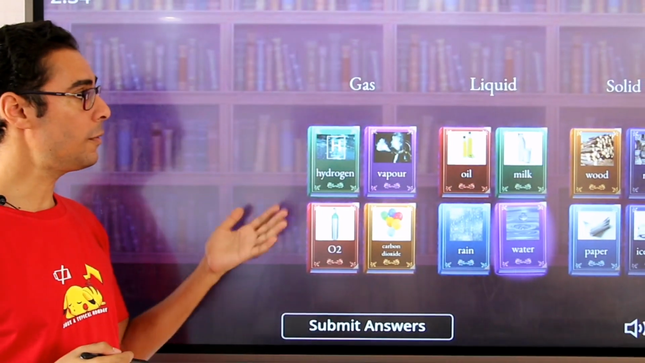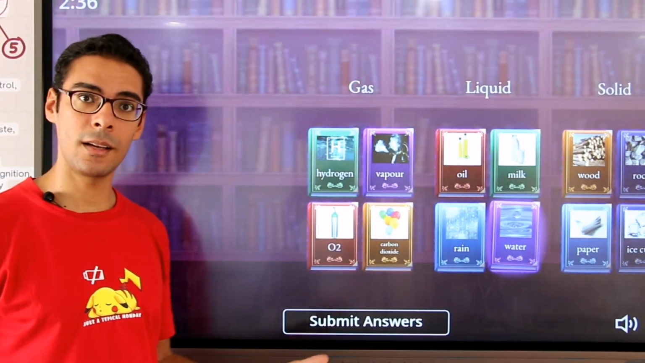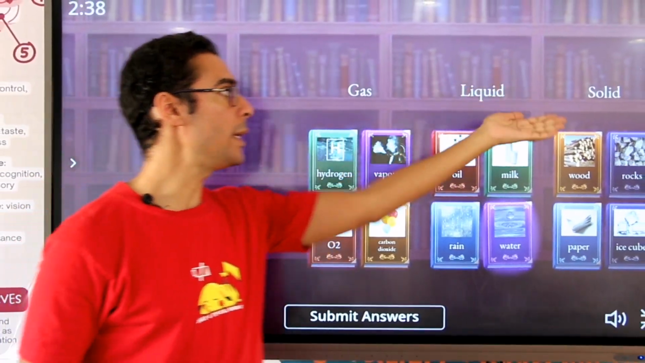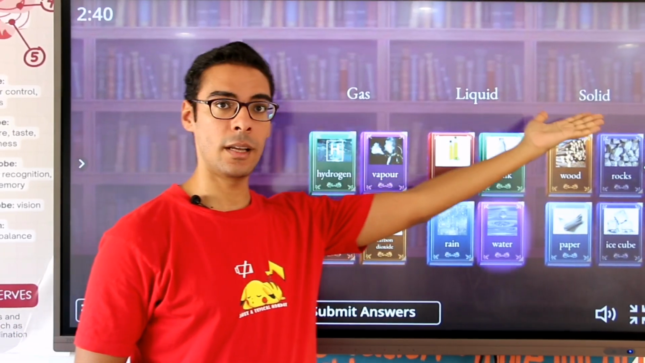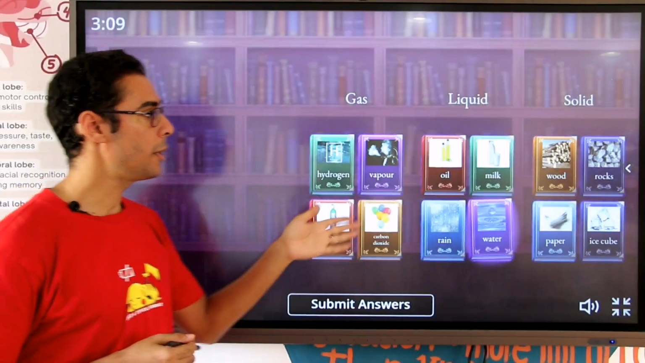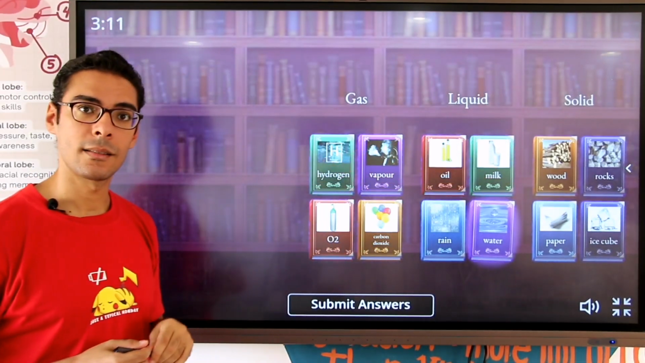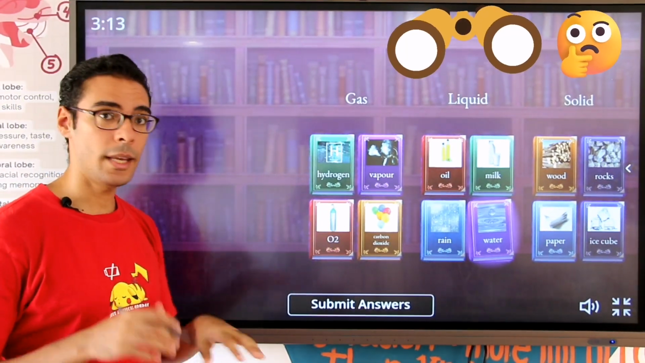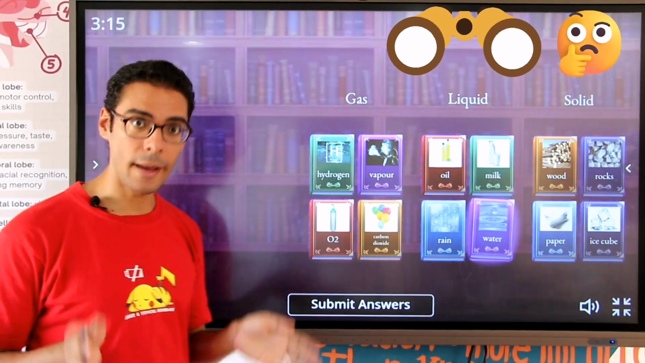So all of these objects are found around us as examples of 3 states of matter. We have solid matter, we have liquid matter, and we have gas matter. What are the main differences between solid, liquid, and gas? Look here. Any difference between them could be a correct answer.